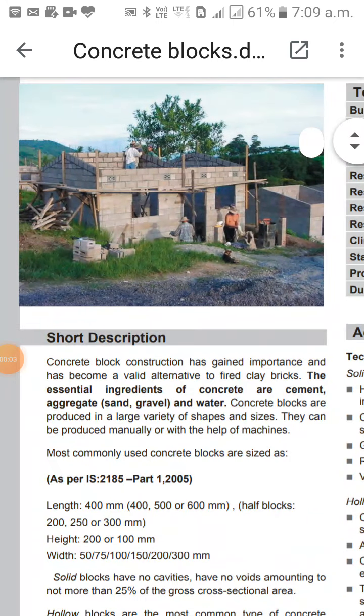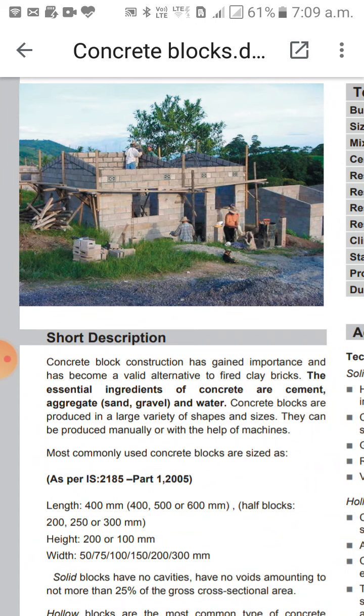Hope you're fine. Okay, so today we'll see two very simple and interesting topics: concrete blocks and concrete hollow blocks. See the building, see the picture here, it is made of concrete blocks. Everybody knows hollow blocks. That is very famous now.